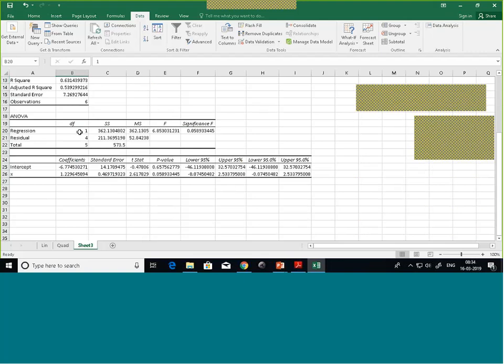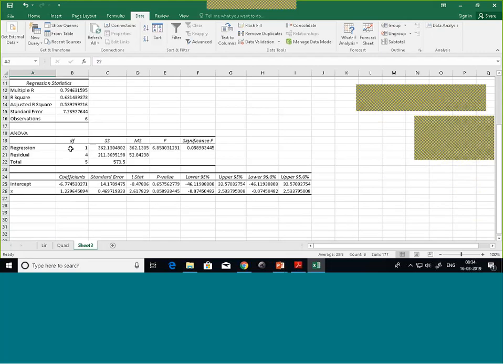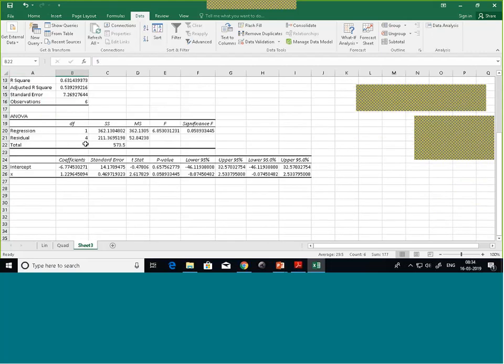For regression, there is only 1 degree of freedom because you have only one independent variable. Total is 5. Why? Because how many observations did you select? 6 for each x and y, so degrees of freedom must be 6 minus 1, which is 5. Then for residual, the remaining degrees of freedom is 4. Then it calculates the sum of squares for all three, the mean sum of squares for the first two, and finally the F statistic as MSR by MSE.